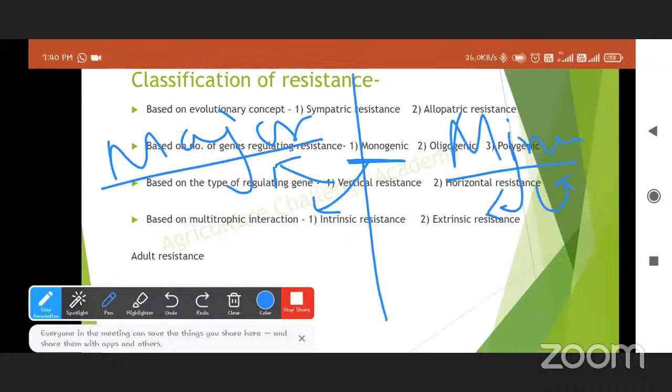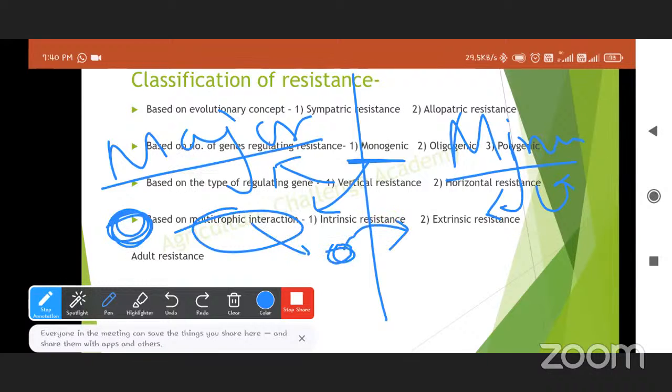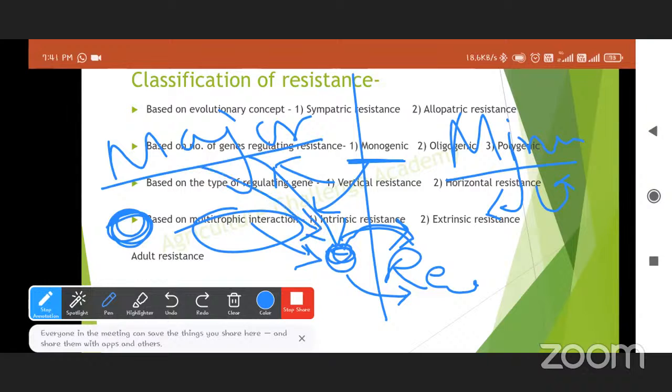See, there is one gene, there is an insect. This insect is having a single gene which is imparting the resistance. Then this gene is the major gene. It is known as major gene because it is the major factor for imparting the resistance. It is the only factor for imparting the resistance. That's why it is the major gene.